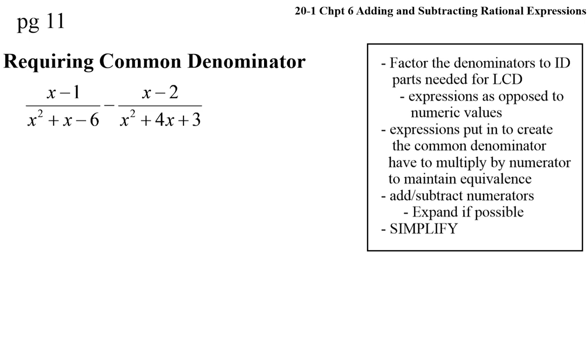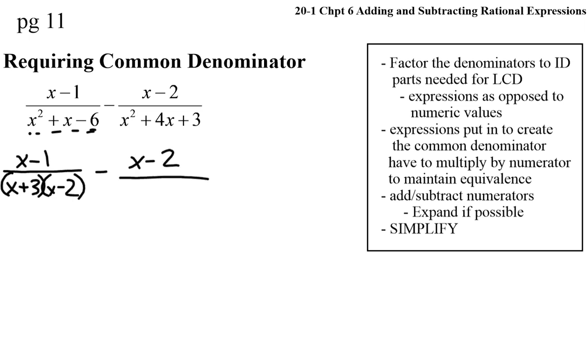First things first, factor the denominators. Simple trinomial here. So we're going to have x minus 1 over x plus 3 times x minus 2, because 3 and negative 2 multiply to negative 6, and 3 plus negative 2 is 1. Subtract, we have the x minus 2 over another simple trinomial. What multiplies to 3 but adds to 4? 3 and 1. x plus 3 times x plus 1.